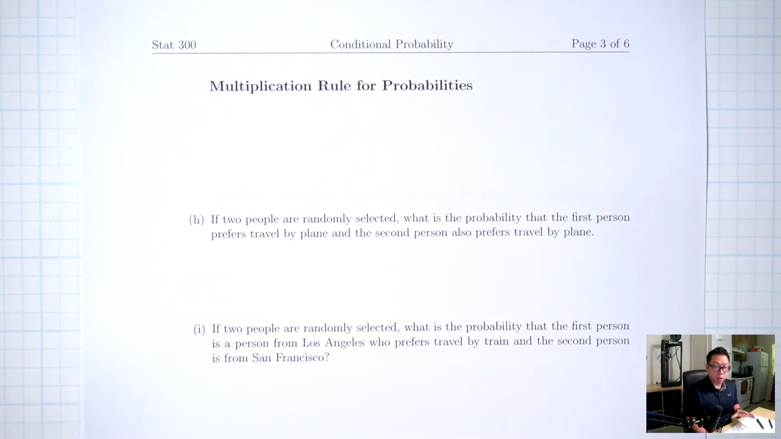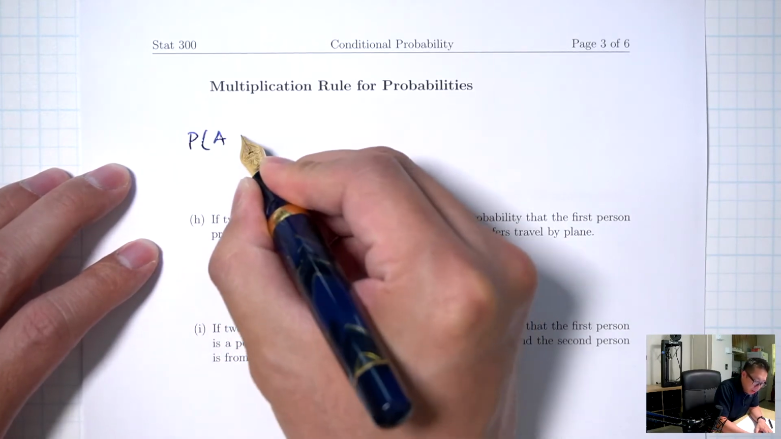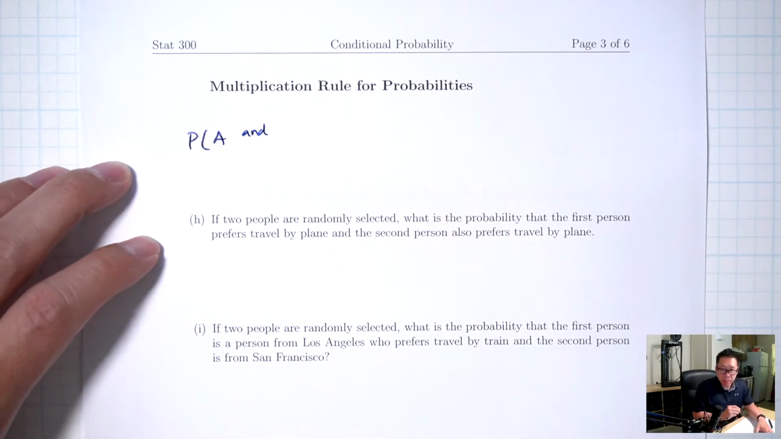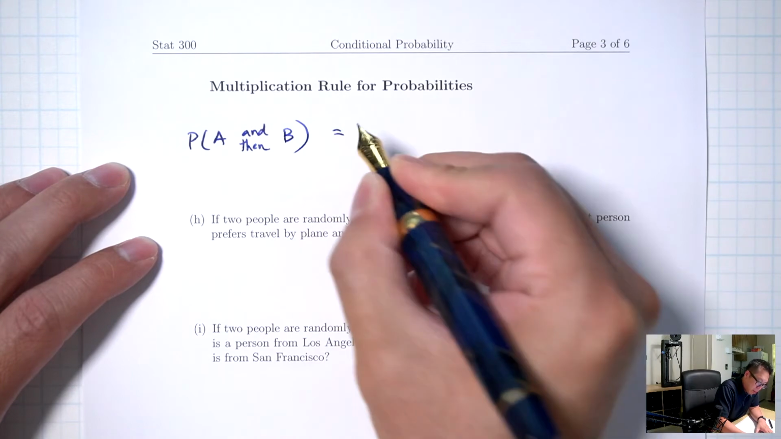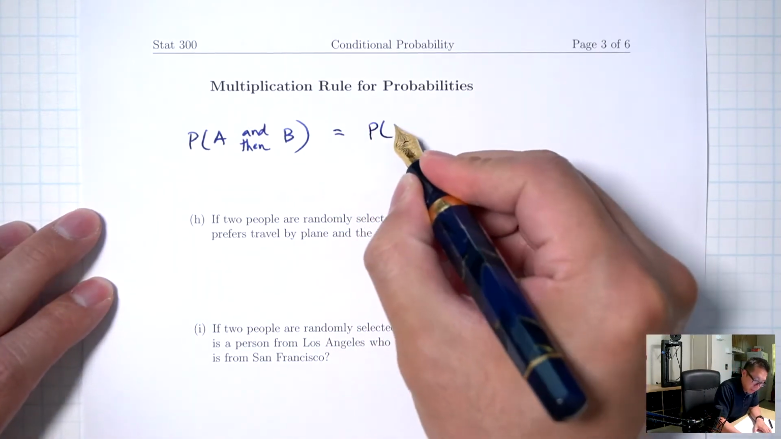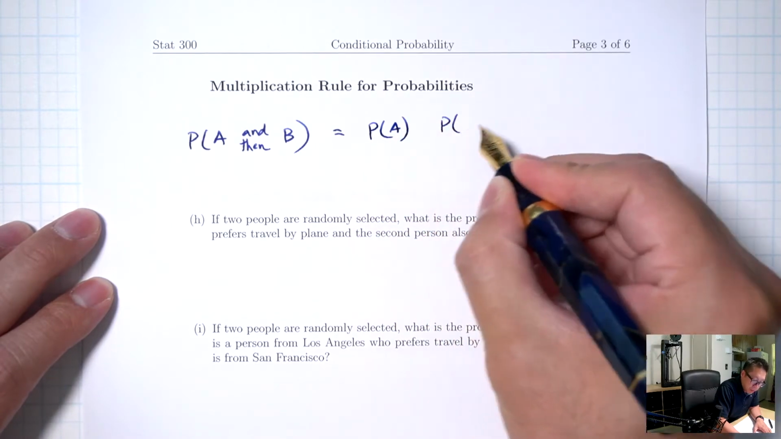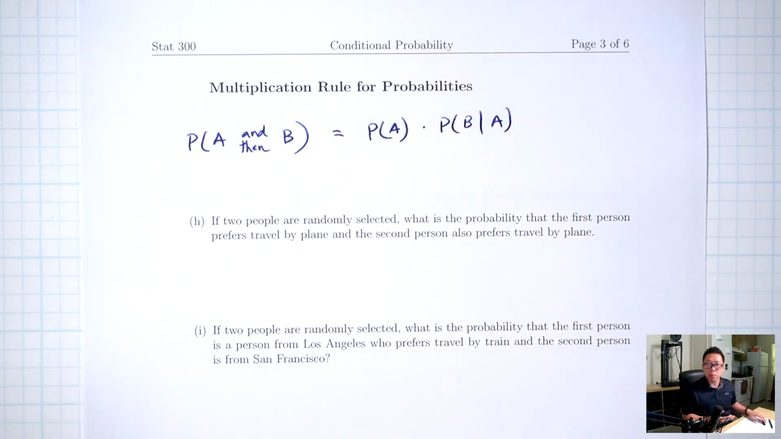The second new thing we're going to talk about is called the multiplication rule for probabilities. I'm going to write down a formula, but don't worry about this formula too much. So the multiplication rule for probabilities is a formula for calculating probability of A and then B. And the way you calculate probability of A and then B is probability of A, times probability of B given A, and then you multiply. That's why it's called the multiplication rule.